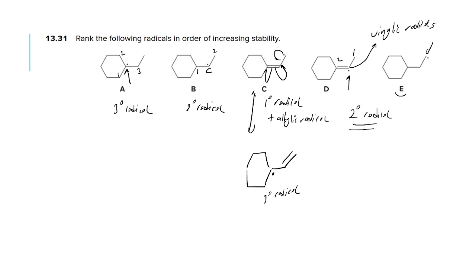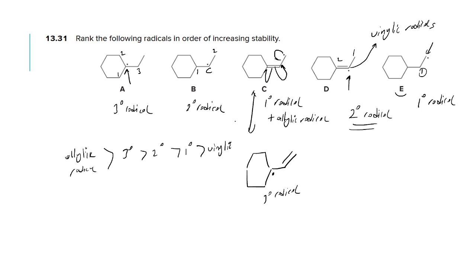Option E, we have the radical here on this carbon, and the neighboring, we have just 1 neighboring carbon, so this is a primary radical. So let's summarize. We know that tertiary radicals are more stable than secondary. Secondary radicals are more stable than primary. And we know that vinylic radicals are least stable, and allylic radicals are the most stable.